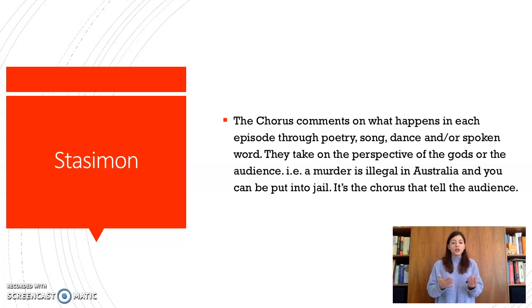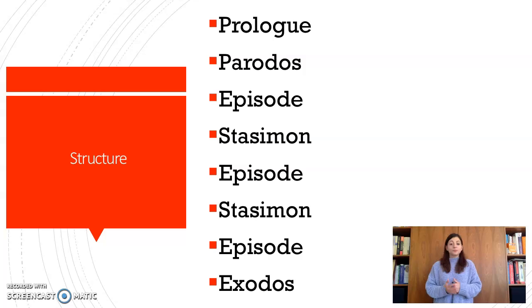Now, depending on where you're setting your performance, you may need to let the audience know whether it's okay or not okay for things like that to happen. So you have to take these into consideration when creating your stasimon. So you can either choose to take the perspective of the gods, or you can take the perspective of the audience. It's up to you. So we'll just come back to that in a second.